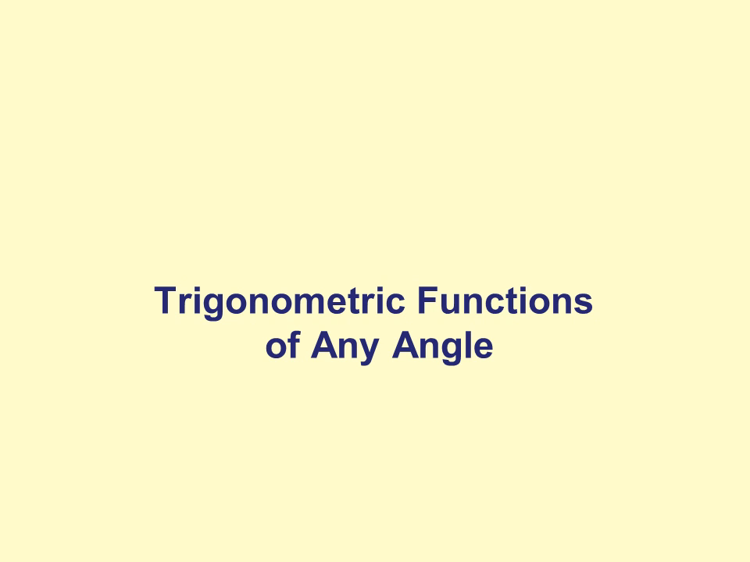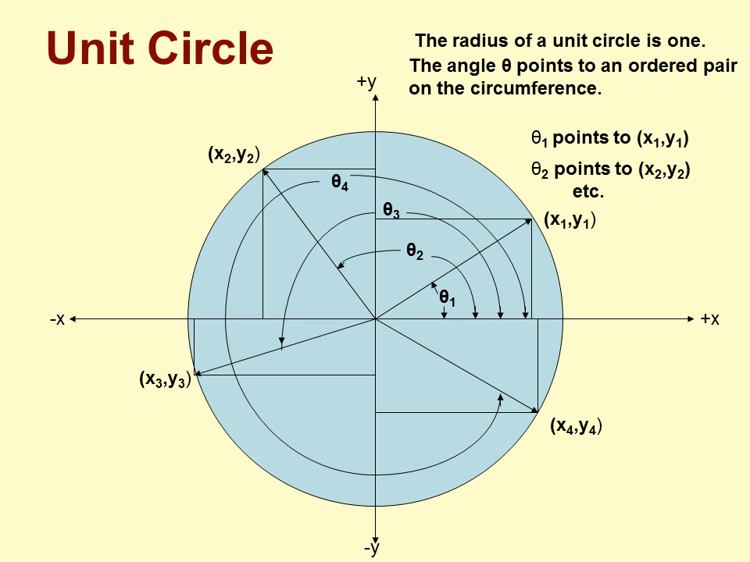Trig functions of any angle. Okay, here's the dreaded unit circle. The radius of a unit circle is constant 1, and the angle theta points to a point on the circumference. So what we've done now is we've superimposed our trigonometric circle, our collection of triangles, if you will, as we rotate around the axes.